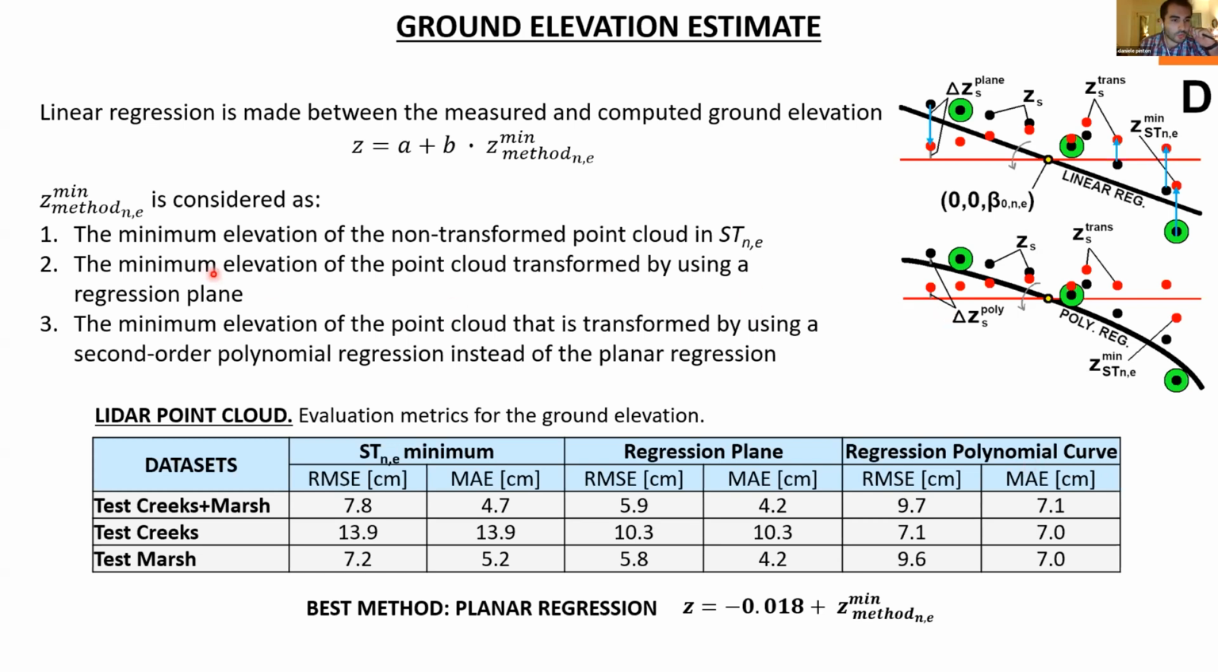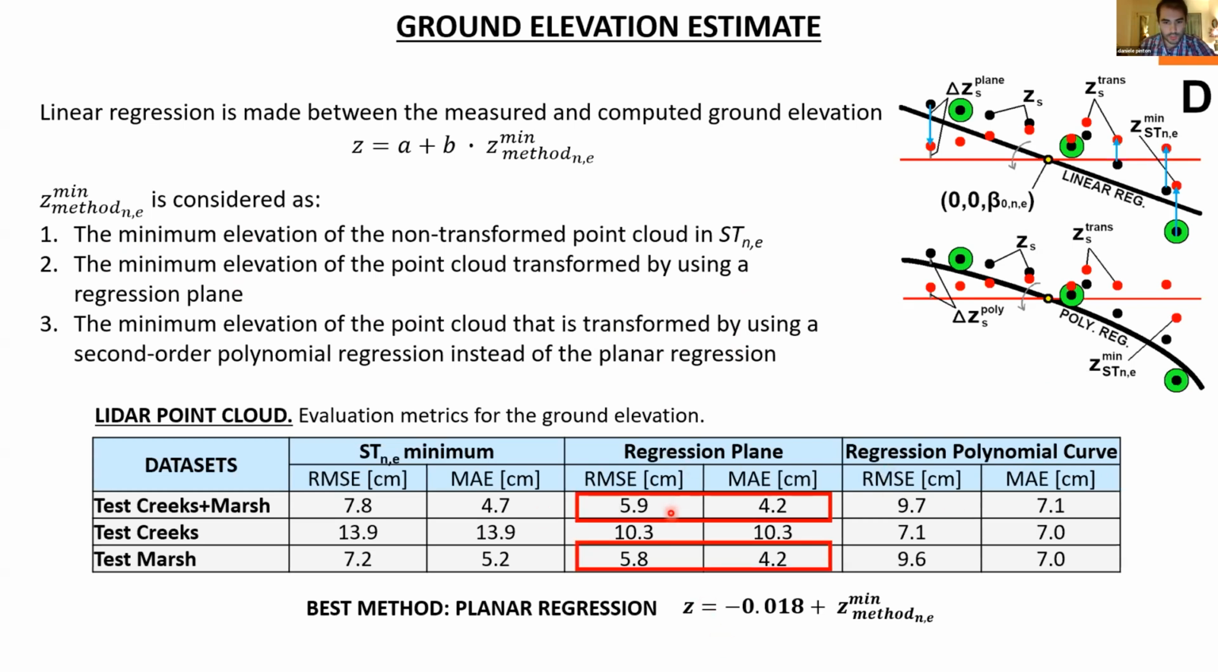And also what I did was to compare the results I got from these two methods with the results I got using the minimum elevation, so maintaining the point cloud without any transformation and using the method which is mainly used in the literature. So just selecting the minimum elevation point inside the point cloud. And these are the results.